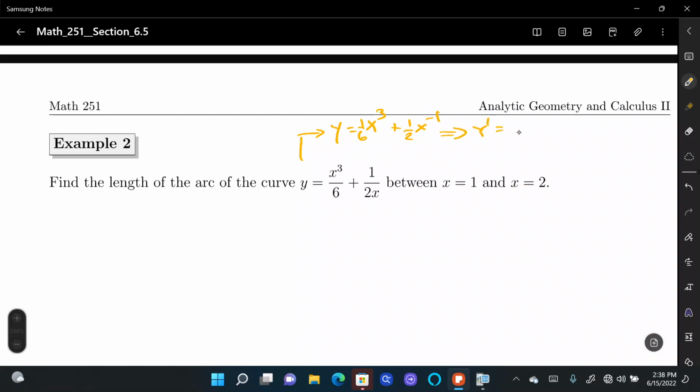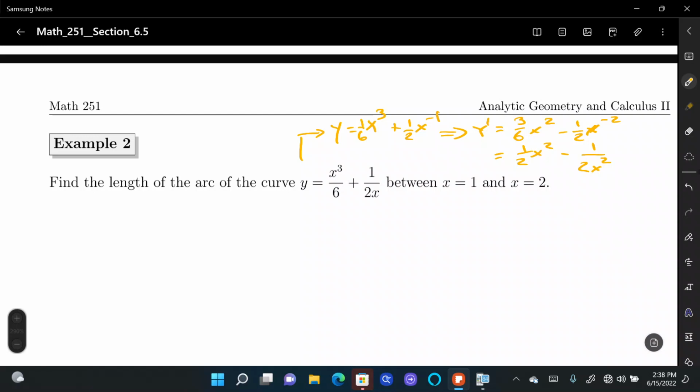All right, so let's take the derivative of this function. y prime equals 3/6 x to the second minus 1/2 x to the negative 2, which is the same as saying 1/2 x squared minus 1/2x squared. All right, so that's the derivative of the function.